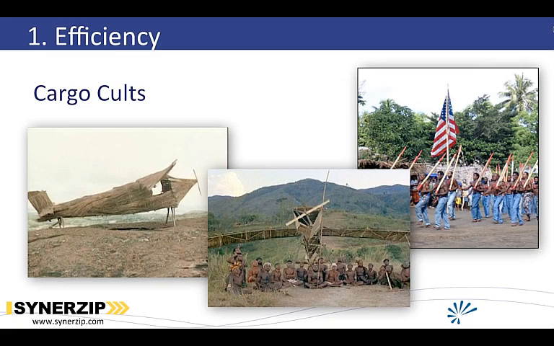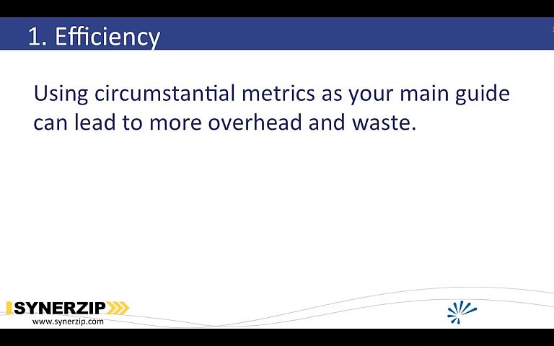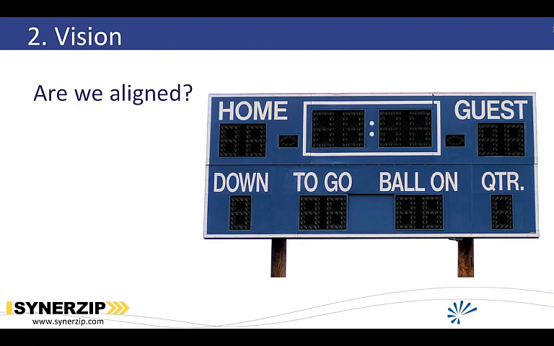So that's the efficiency side to this. That's one of the reasons we want to focus more on value in these different metrics to achieve better efficiency. Using circumstantial metrics as your main guide can lead to more overhead and more waste. Again, it's not bad to have these things, but we use them for the wrong reasons. And if it's our only guide, then our project becomes about meeting those circumstantial metrics. So that's the first piece from an efficiency side.